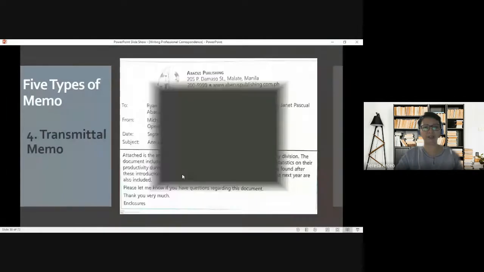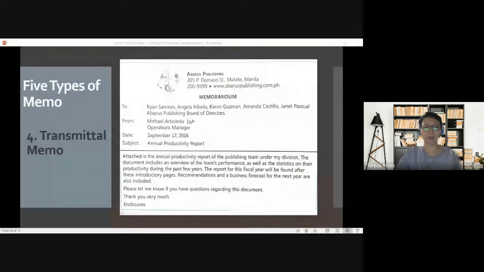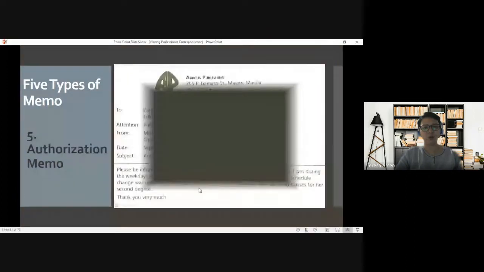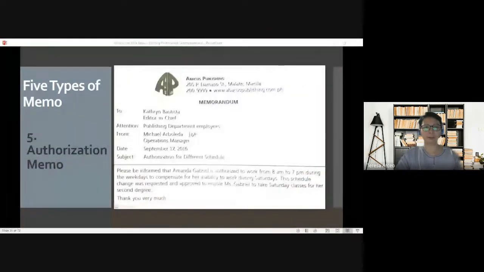Next, we have a transmittal memo. It serves as a cover note for a more formal or lengthy document. An example of this memo is one wherein the sender is transmitting an annual report to the board of directors. And lastly, we have the authorization memo. This kind of memo gives permission. An example of this memo is when an employee is allowed a different schedule, so she may study on Saturdays.